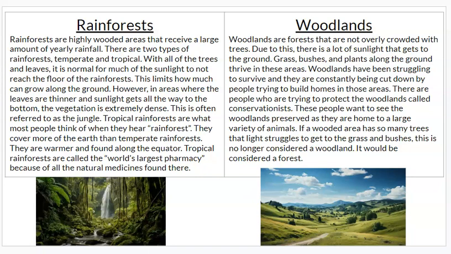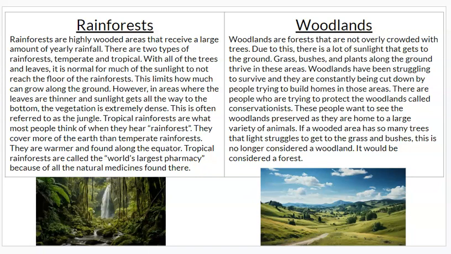Rainforests. Rainforests are highly wooded areas that receive a large amount of yearly rainfall. There are two types of rainforests, temperate and tropical. With all of the trees and leaves, it is normal for much of the sunlight to not reach the floor of the rainforest. This limits how much can grow along the ground. However, in areas where the leaves are thinner and sunlight gets all the way to the bottom, the vegetation is extremely dense. That means there's a lot of it all over the place. This is often referred to as the jungle.